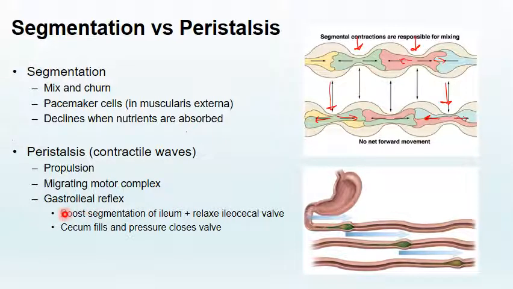So when that happens, we get an increase in segmentation as well as peristalsis, and we move all of the contents of the small intestine into the cecum by using that peristalsis-like movement. So we kind of squeeze from one end of the tube to the other and progress it from place to place.